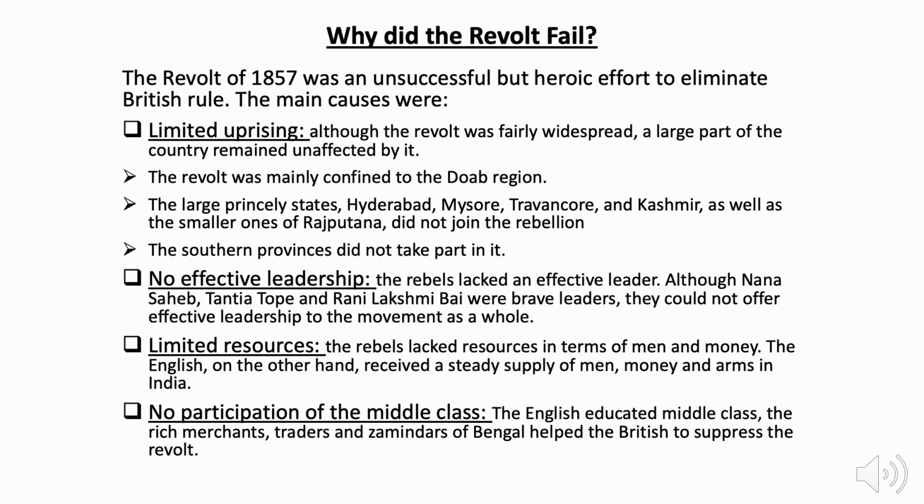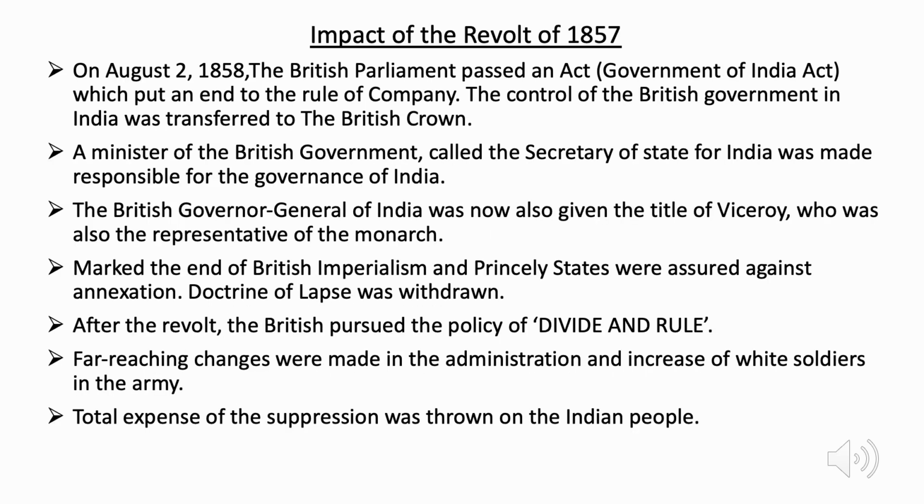No effective leadership. The rebels lacked an effective leader. Although Nana Sahib and Rani Lakshmibai were brave leaders, they could not offer effective leadership to the movement as a whole. Limited resources. The rebels lacked resources in terms of men and money. No participation of the middle class. The English educated middle class, the rich merchants, traders and zamindars of Bengal helped the British to suppress the revolt.